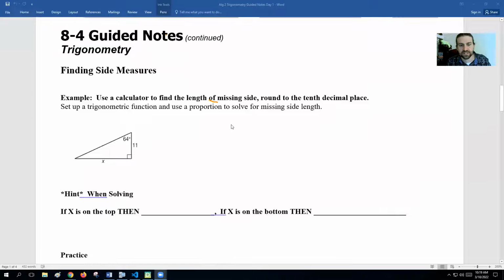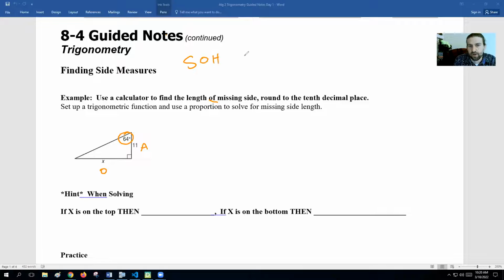How do we actually use this to find missing pieces? All right, if we want to find missing sides, like in this example here, we can use the calculator to help us. First we have to figure out what trig function we are going to use. Are we going to use sine, cosine, or tangent? I like to circle my angle and label the two sides we have. We are trying to find the opposite and we have the adjacent.